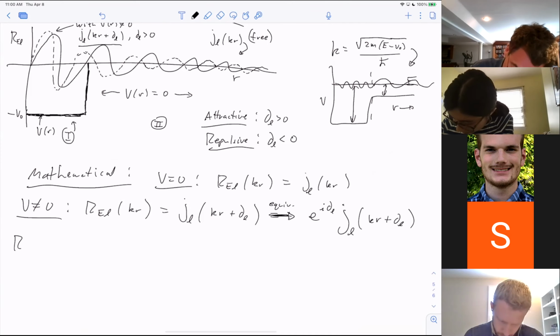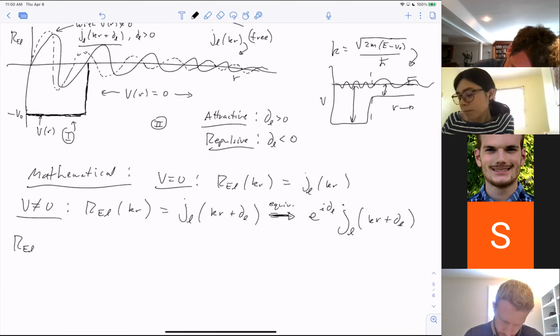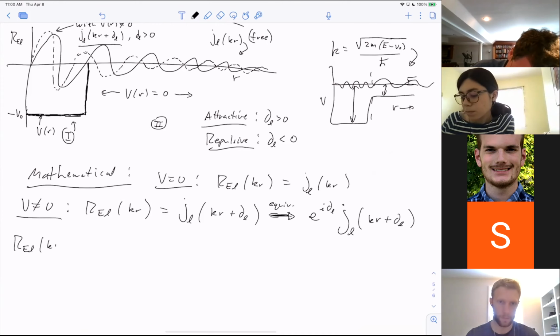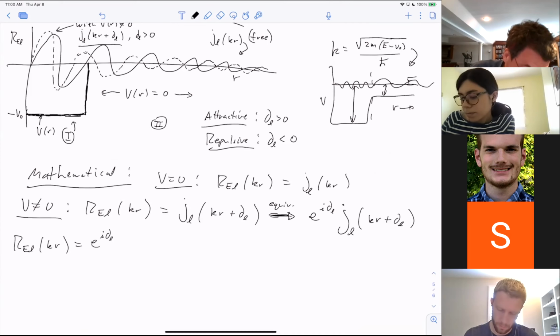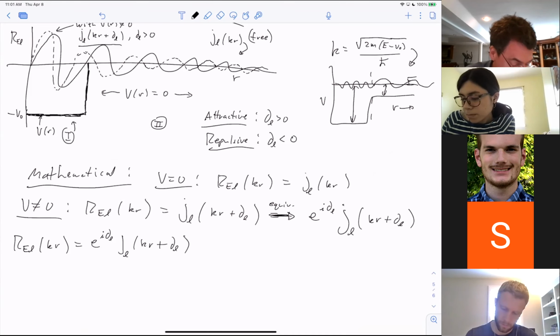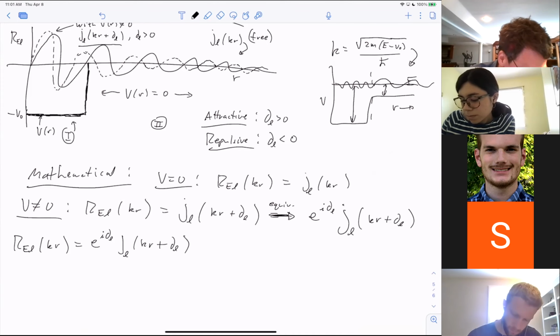So I can write the wave function for V not equal to 0 as e to the i delta L times j sub L of kr plus delta L. This makes the math easier, even though it looks a little harder, but it's just a little mathematical trick.